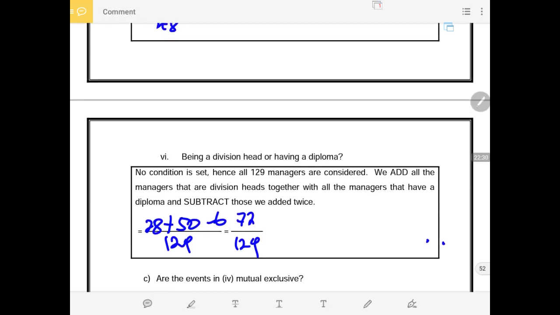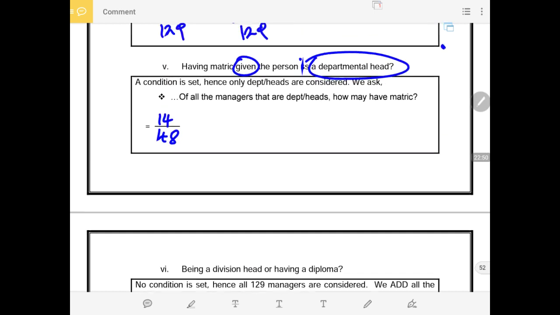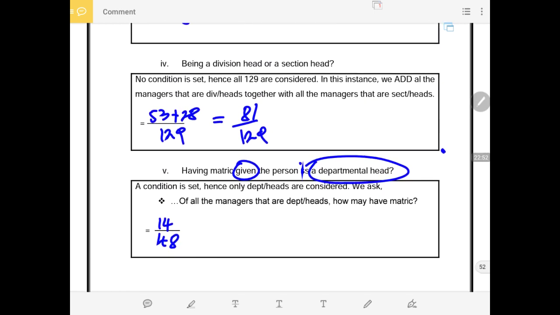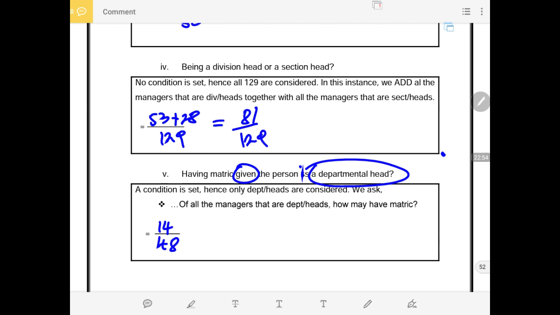Last question is, other events in number 4, just verify if that is a real number 4. Under number 4, mutually exclusive. Now remember, being mutually exclusive means the events that cannot occur simultaneously. Now we go and look at number 4. Number 4 being a division head or a section head.